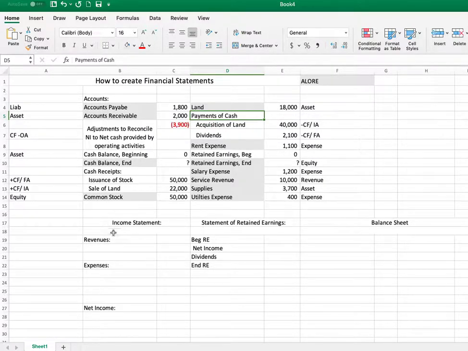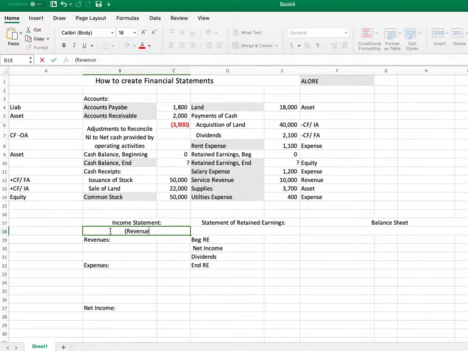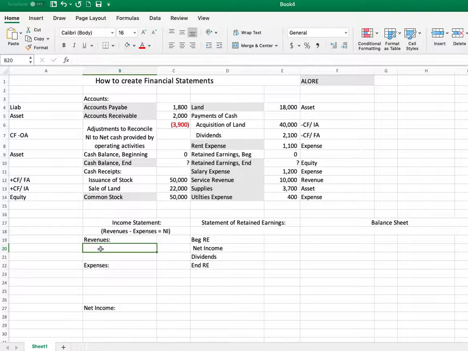So the first thing we're going to do is create an income statement. Well, you need to know the formula for an income statement, and the formula for the income statement is always the same: revenues minus expenses equal net income. Now, if your expenses are more than your revenues, that would be a net loss. You will never see assets or liabilities or equity accounts on the income statement. It's very important that you know what goes on the income statement.